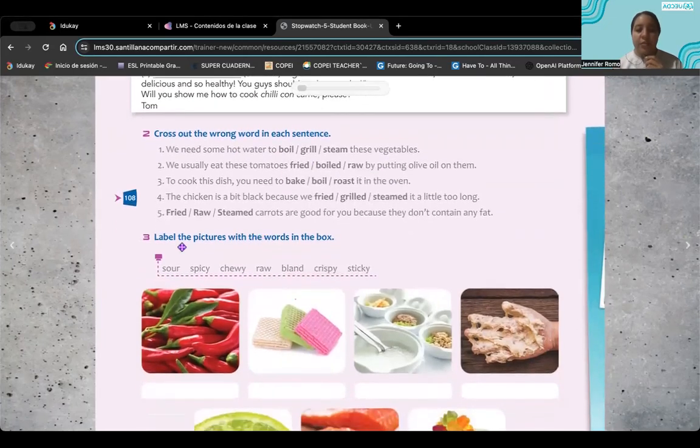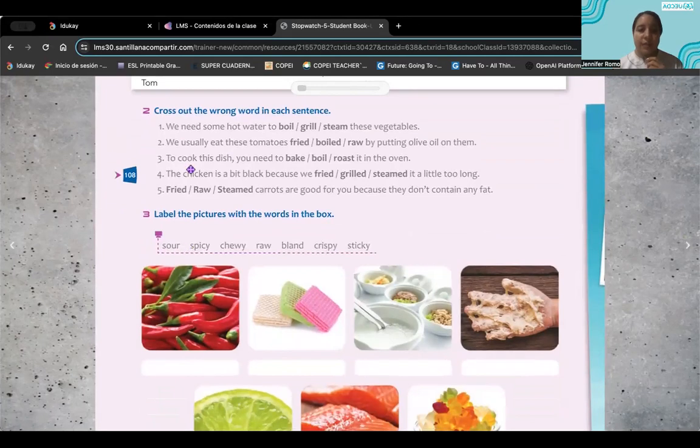Then in activity number 3, you have to label the pictures with the words in the box. Van a poner aquí los nombres de las palabras, aquí tenemos unas imágenes de las palabras que están aquí. We have sour, spicy, chewy, raw, bland, crispy, and sticky. Creo que nosotros ya aprendimos estas palabras.